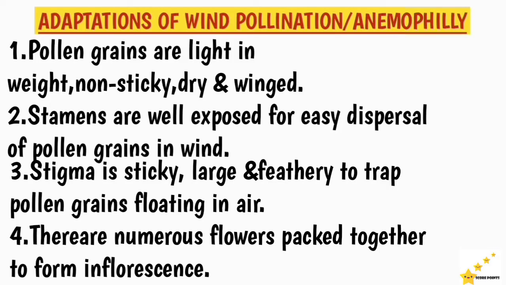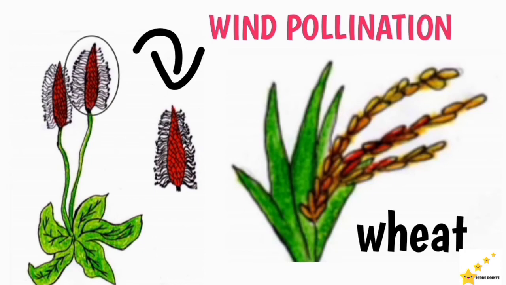Adaptations for wind pollination or anemophily. Pollen grains are light in weight, non-sticky, dry and winged. Stamens are well exposed for easy dispersal of pollen grains in the wind. Stigma is sticky, large and feathery to trap pollen grains floating in the air. Numerous flowers are packed together to form inflorescence. We can see the examples for wind pollinated plants.